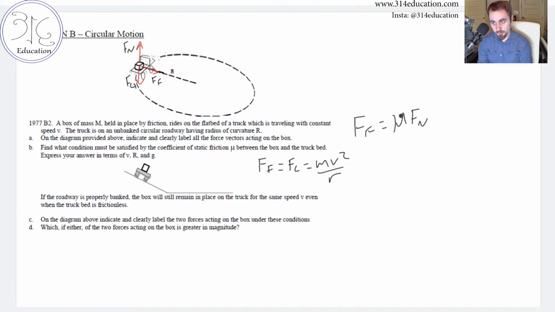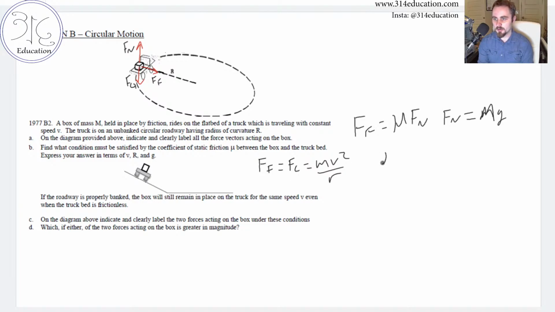And so on a flat surface, we expect our normal force to equal our gravity force, or mg. Do we have our m? Oh yeah, we have a big M, don't we? Look at that, big M. And that will be the mass for that. That's fine. So we can write our friction force is equal to mv²/r.